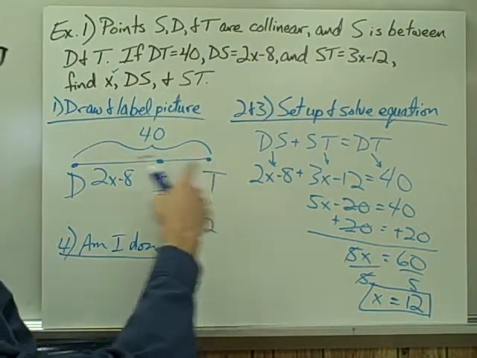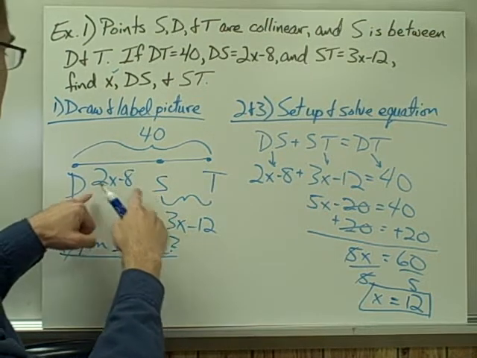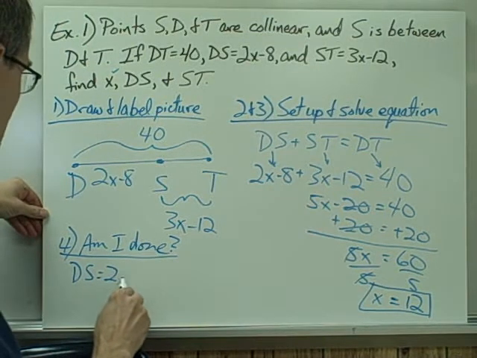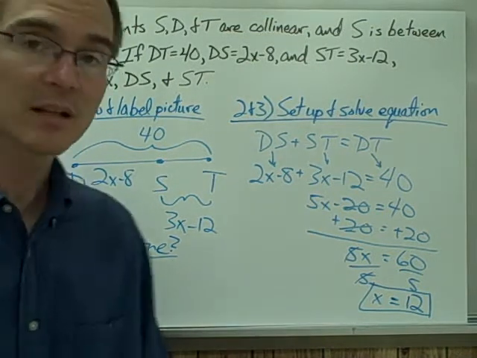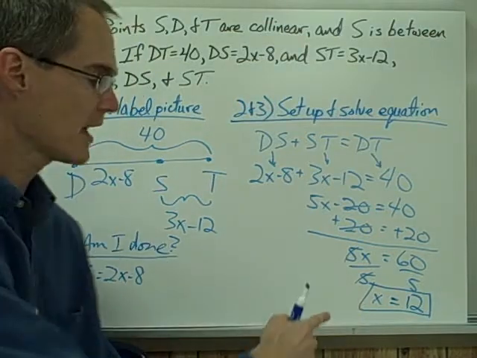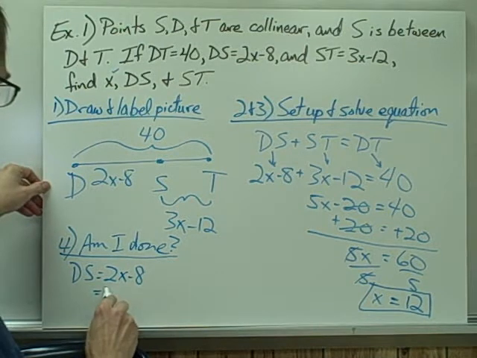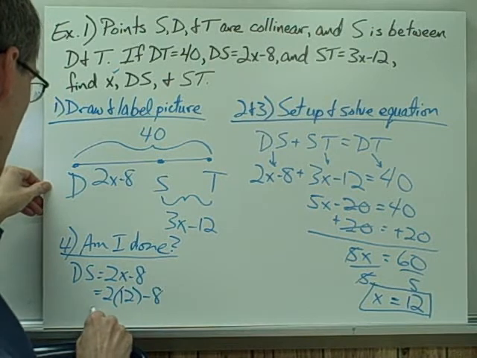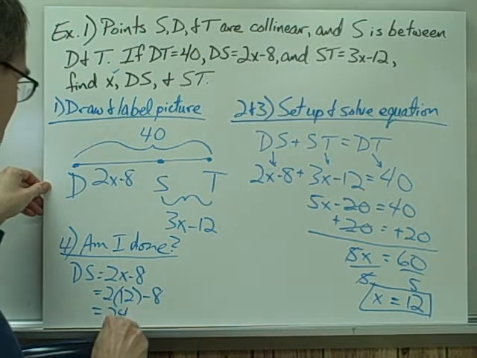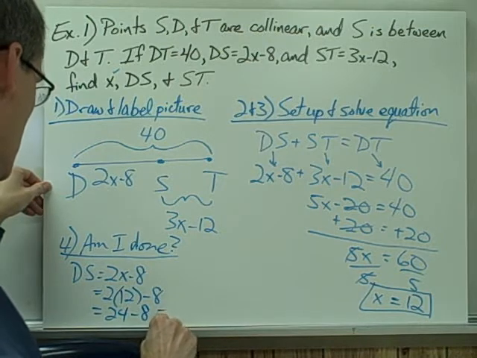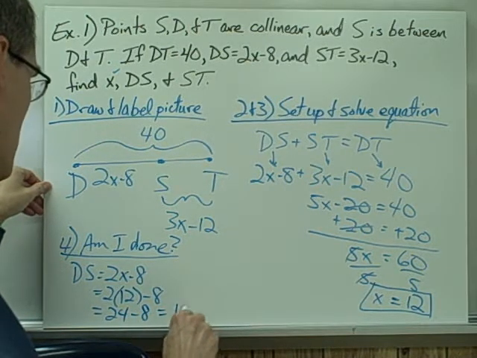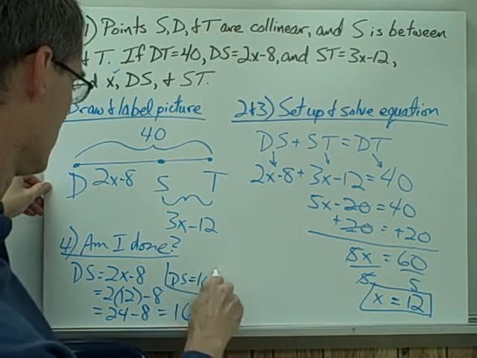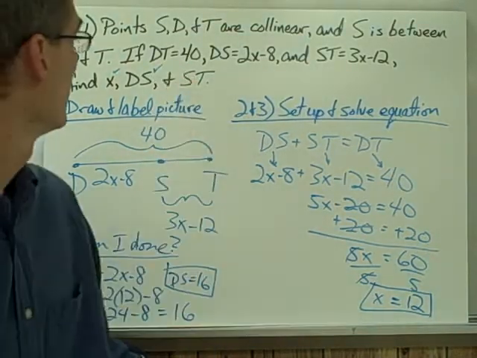Well, according to my picture, DS is equal to 2x minus 8, but remember, I know what x is because I just found that. So if x equals 12, I can just substitute my value for x here, and I have 2 times 12 is 24 minus 8, and let's see, that would be 16. So I have DS equals 16. And now I'm still not done yet.